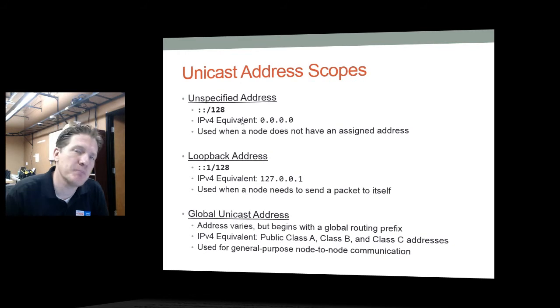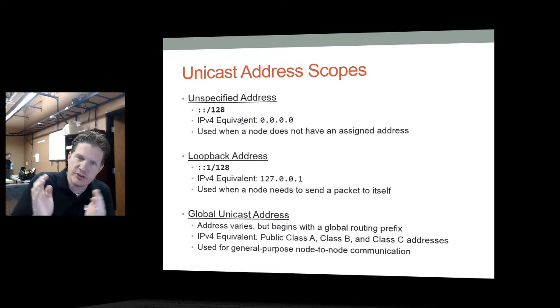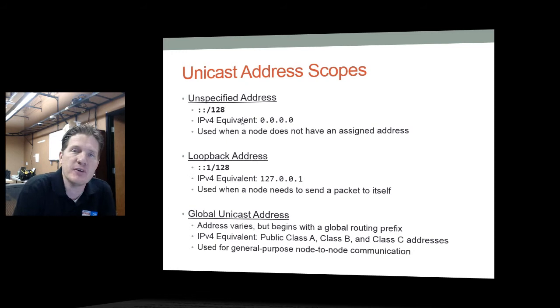Let's talk about the first major scope type, which is called a unicast address scope. First off, there's a special address called the unspecified address. This is called ::, and it's a /128. This is basically all zeros, right? Because all the zeros are compressed. So basically, this is used when the node does not have an assigned address. The IP version 4 equivalent of this was 0.0.0.0. So that's what that address is.